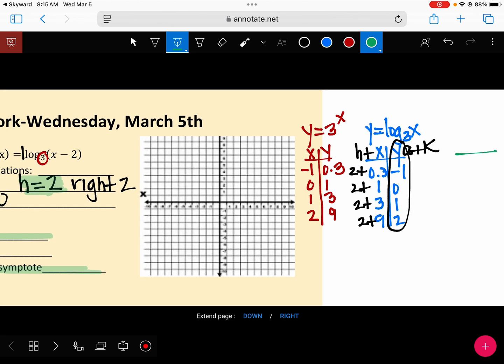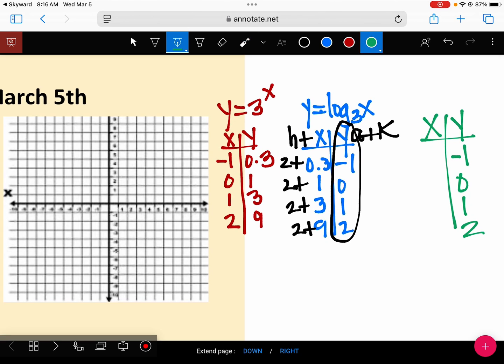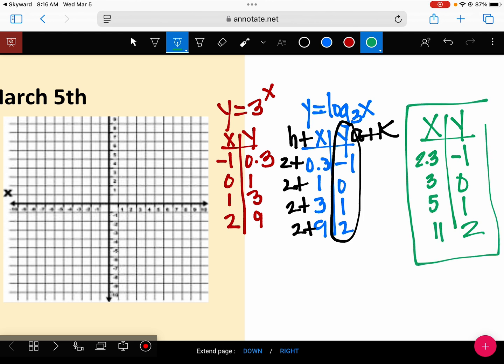And when you create your last table, and this is the table we're going to graph, again, these numbers don't change. Go ahead and add 2 to these 4 numbers. So that would give you 2.3, 3, 5, and 11. So this is the table we're going to graph. So let's go ahead and graph that.